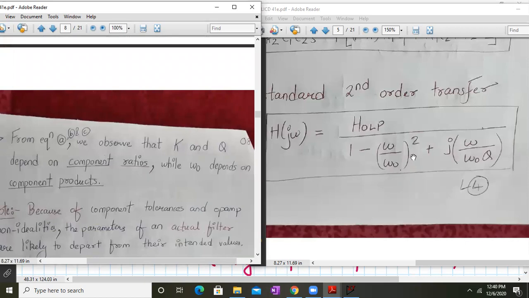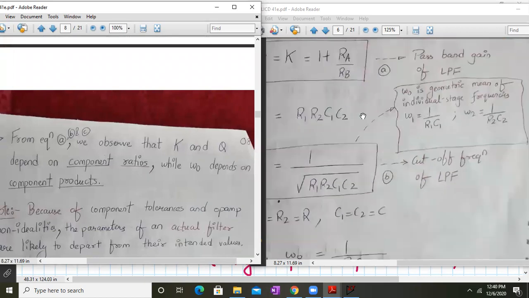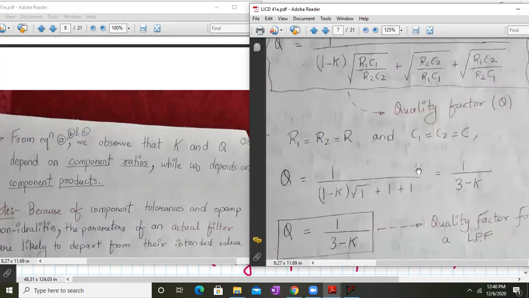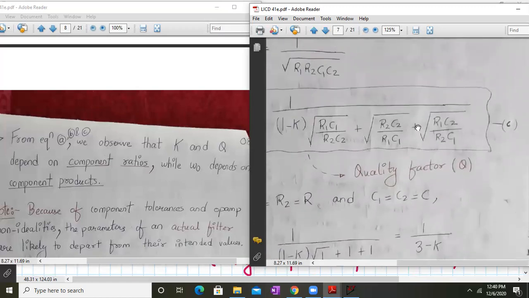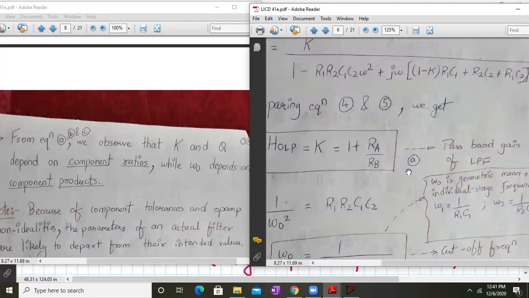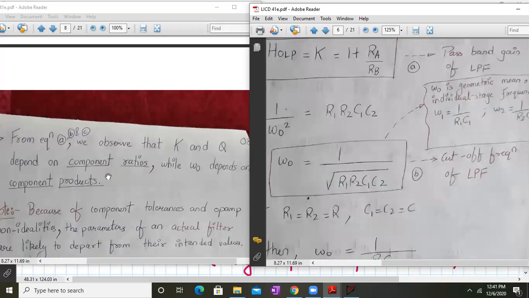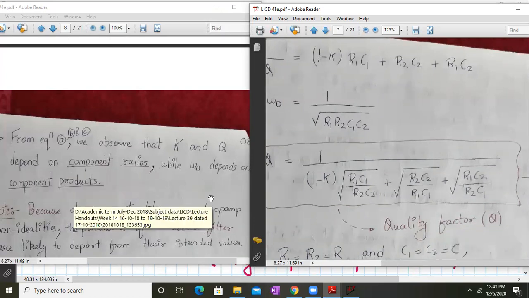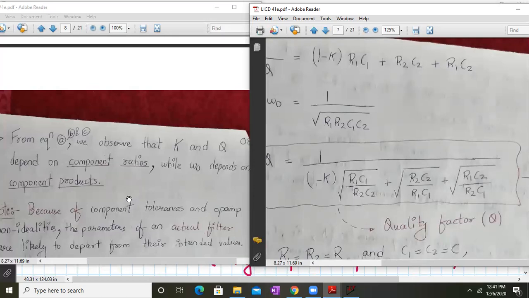So we see that from these equations A, B, and C, these are my equations. Equation A is H of the low pass, equation B is omega naught, and C is over here, Q. So we observe that K and Q, where is K over here? Yeah, the expression for K is dependent upon component ratios, correct? Whereas omega naught depends upon the component products, that means R1 into R2 into C1 and C2. Whereas Q also depends upon the component ratios, as you can see. So K and Q depend upon the component ratios, the R and C ratios, and omega naught depends upon the component product, that is R and C product.